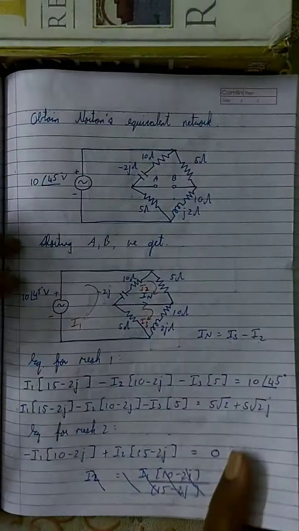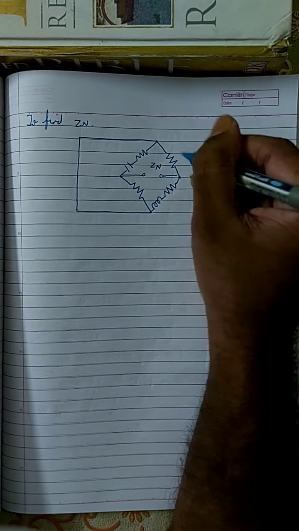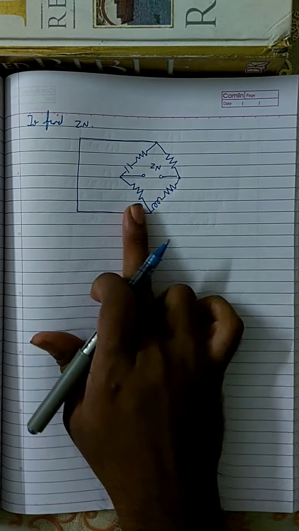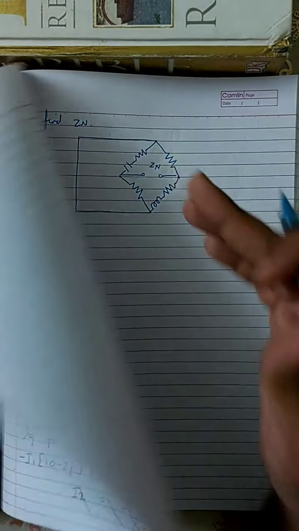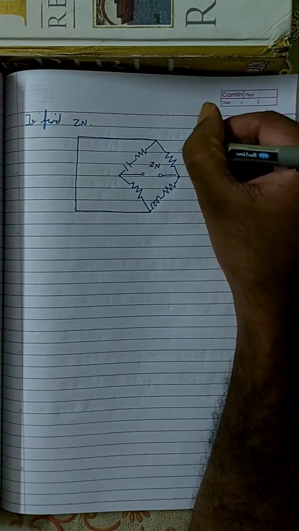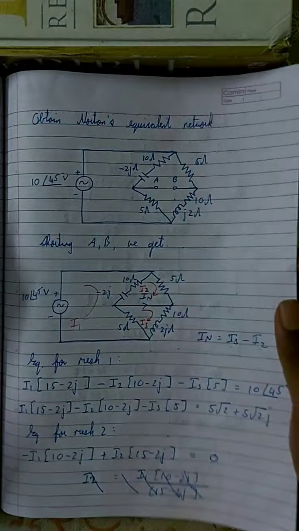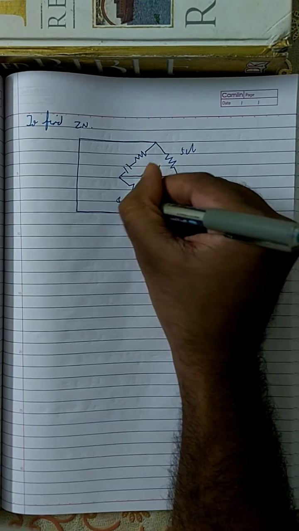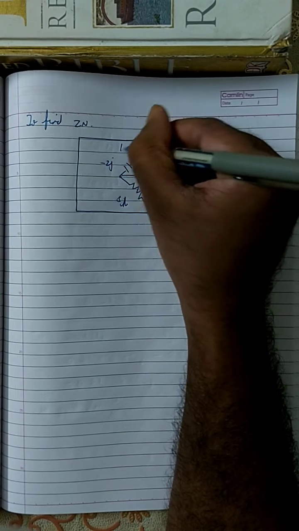Okay, and your Zn is the impedance between A and B. This is the value of Zn. Okay, same just like Zth. There is no difference. If you see a voltage source, you should short it. If you see a current source, you should open it. Okay, so here we mark it. This is 5 ohm, this is 10 ohm, this is 2J, and this is 5 ohm. This is 5 ohm, this is minus 2J, and this is 10 ohm.